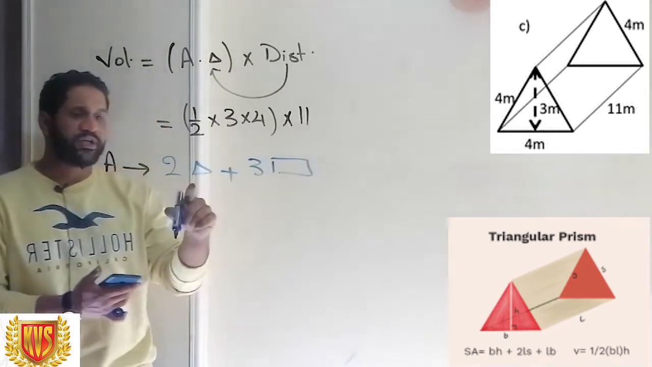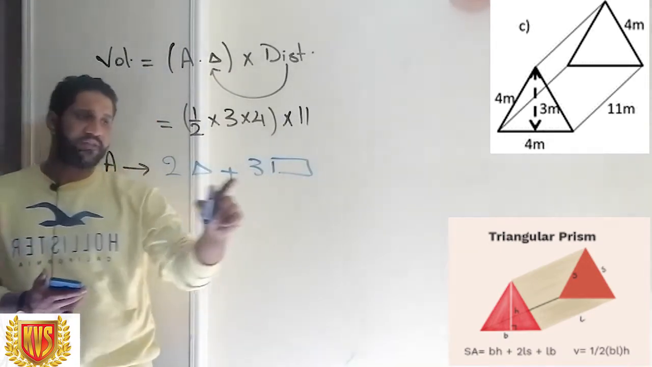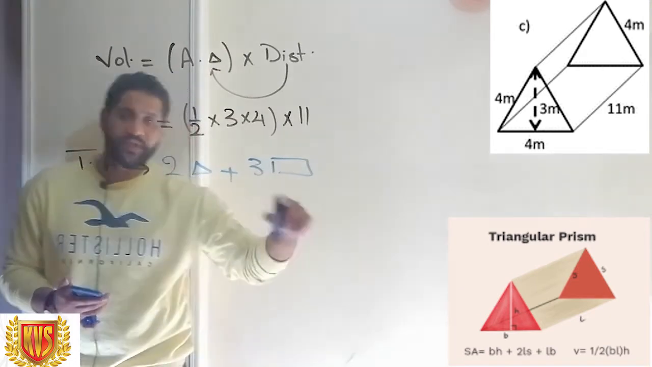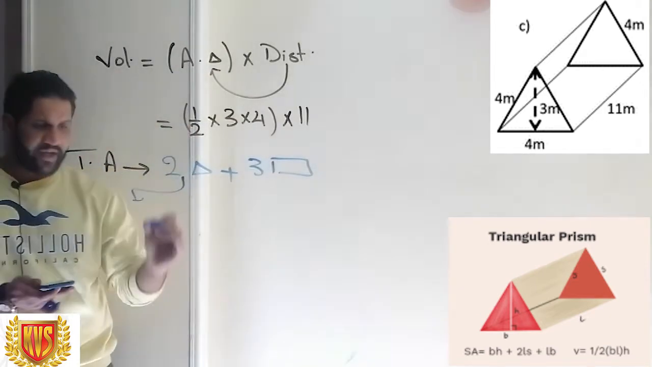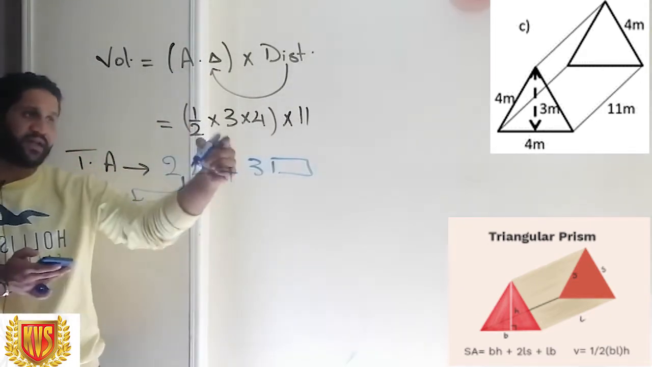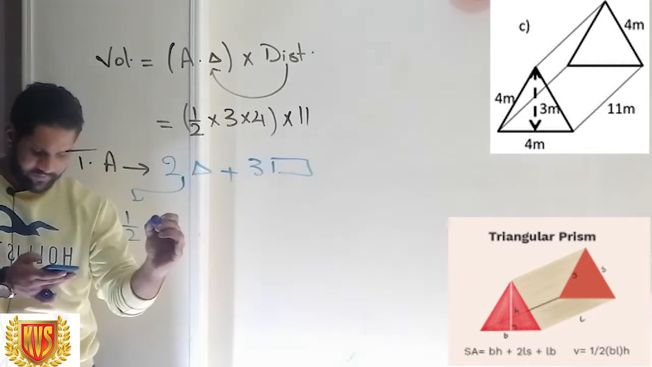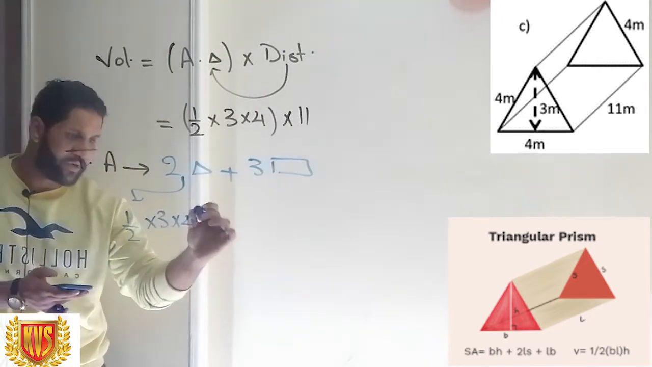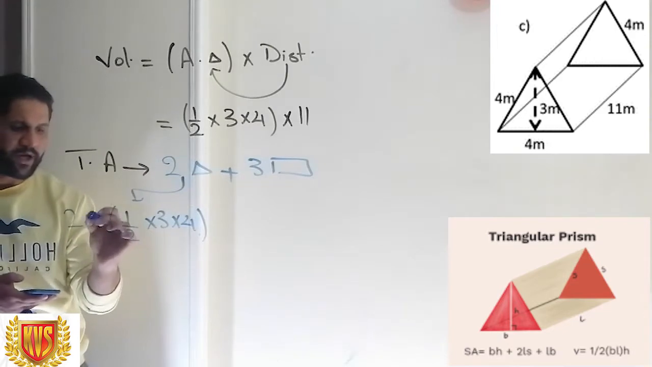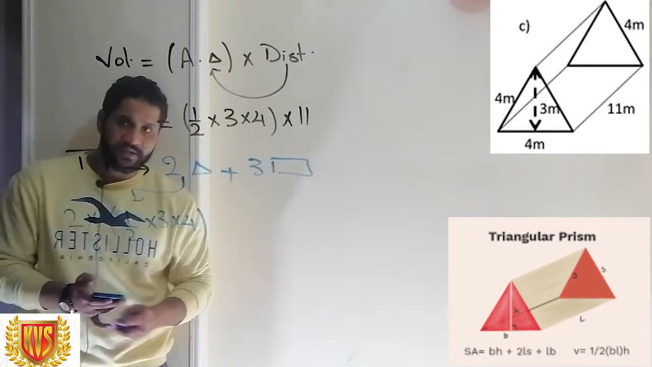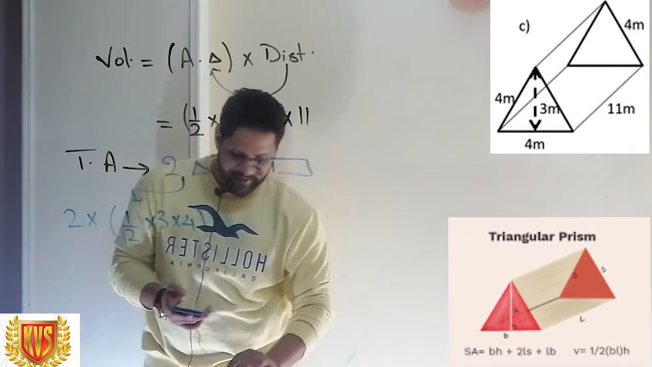So that means that you need to find the area of the two triangles and then find the area of the three rectangles. The triangle is easy. I got it before, which is half by 3 by 4, and all of these will be multiplied by 2. Let's look at the tricky part, which is the rectangles.